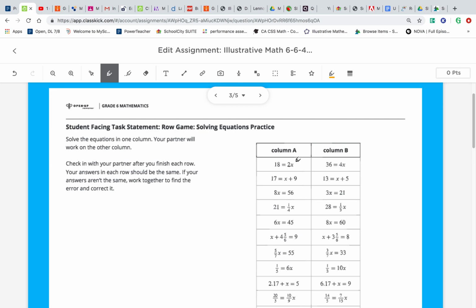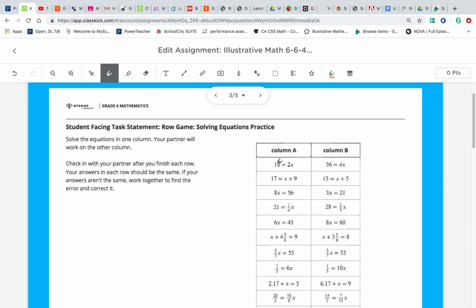Each of you are doing one of these. Okay. Now, they go ahead and tell you right here your answers in each row should be the same, right? So that might be kind of interesting because if you look at the problems, it may be kind of hard to see that right away. Okay, but the idea for each of these is that you are getting the letter by itself by moving anything that is with that letter to the opposite side of the equal sign.